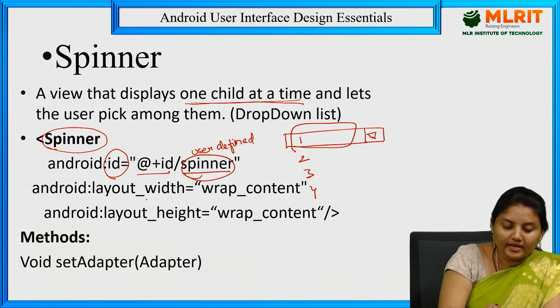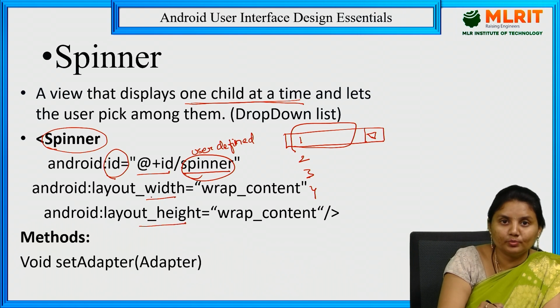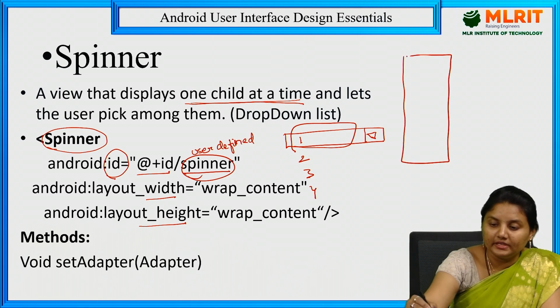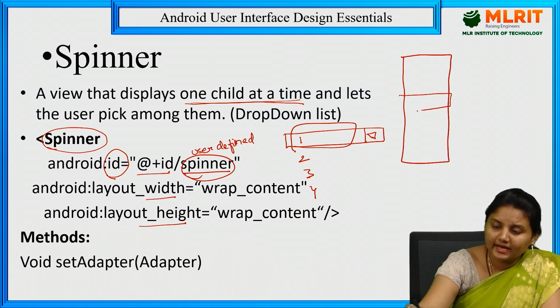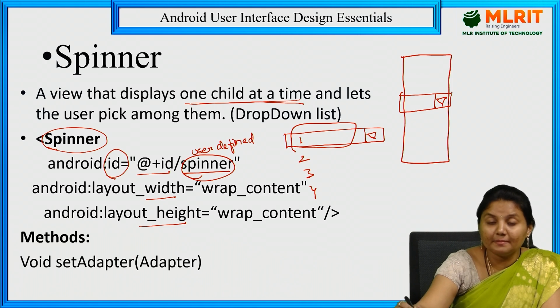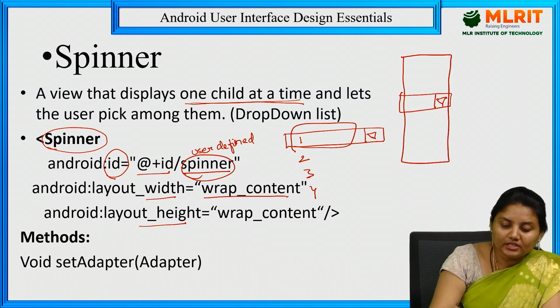So android:layout_width, layout_height. Layout width means how much width the spinner has to take. Suppose you want the complete spinner to occupy the complete width of your activity, then it will be displayed like this. So what is this? This is match parent. Then you have to change this wrap content to match parent.